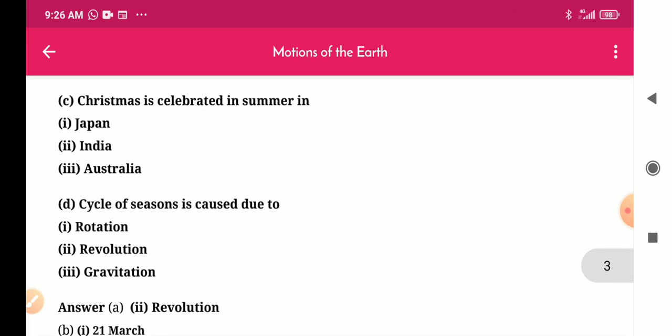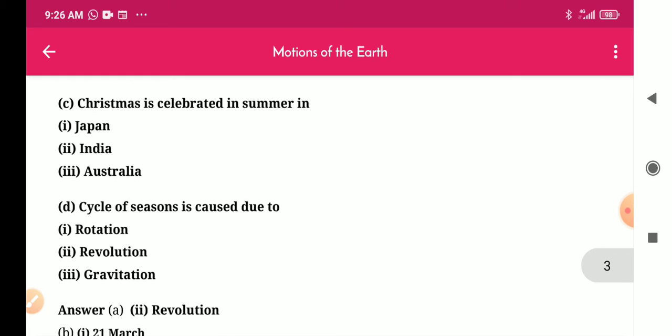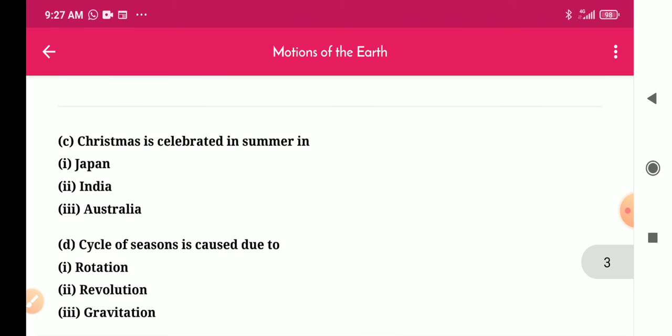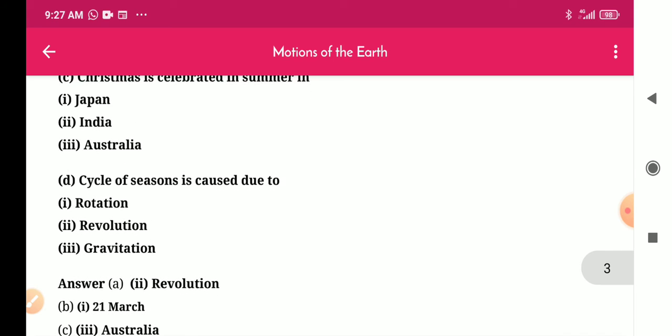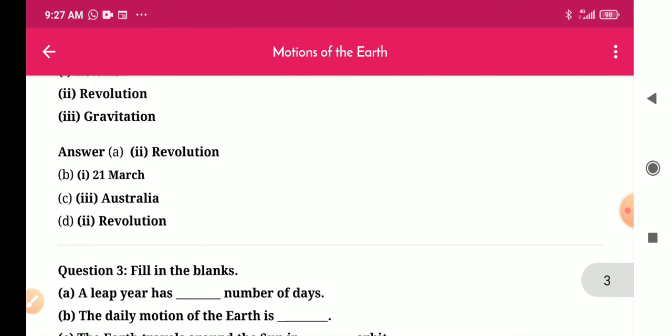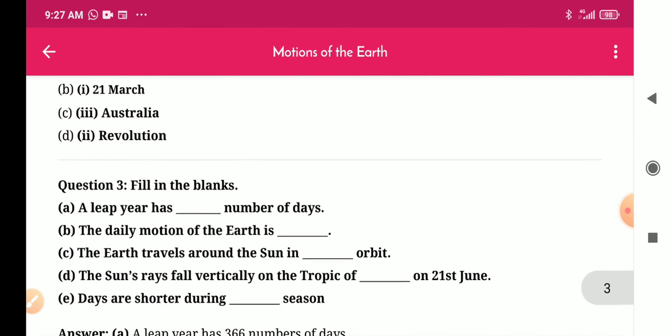C. Christmas is celebrated in summer in. Options are Japan, India, Australia. Answer is Australia. D. The cycle of seasons is caused due to. Options are rotation, revolution and gravitation. Answer is revolution.